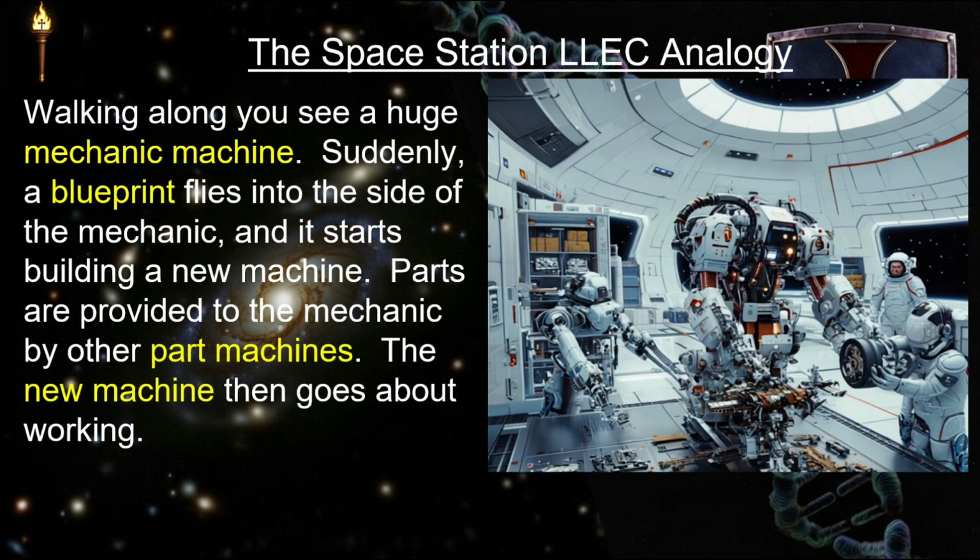Walking along, you see a huge mechanic machine. Suddenly, a blueprint flies into the side of the mechanic and it starts building a new machine. Parts are provided to the mechanic by other part machines. The new machine then goes about working. And here we see three different kinds of machines. You have a mechanic machine. The mechanic is given parts by part machines. And together the two of them create a third kind of machine, all from a blueprint. Pretty sophisticated.